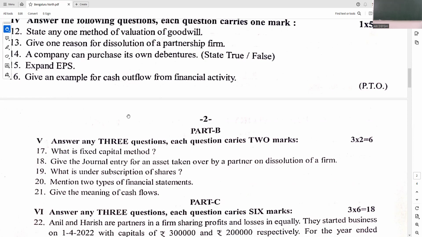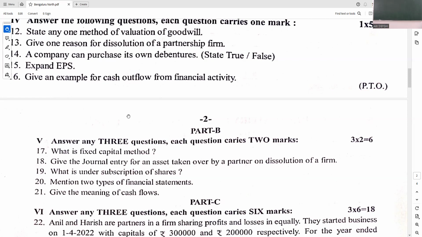Give journal entry for an asset taken over by a partner on dissolution of partnership firm. When an asset is taken over, the asset comes down and even the capital of the partner also comes down because we need to pay him less. So it will be partner's capital account debit to realization account, because the asset is transferred to realization account.